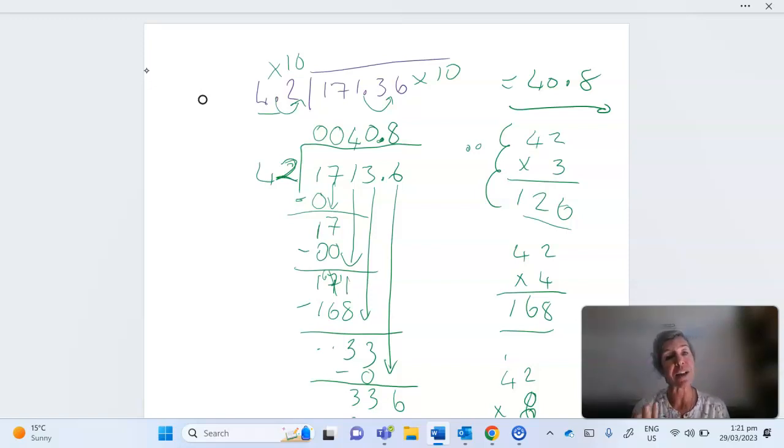Okay. So step 1, change your divisor into a whole number by timesing by a power of 10. So you might have to times by 100, you might have to times by 10. Whatever you times your divisor by, you need to times the other number by the same. And then just divide as normal. And the answer you get for your new worked sum is the actual answer. Good luck for your exams.